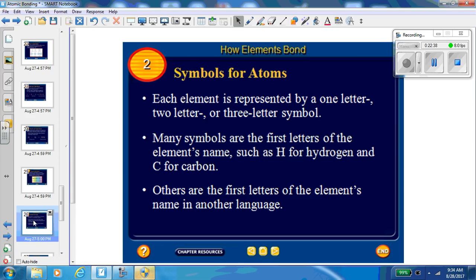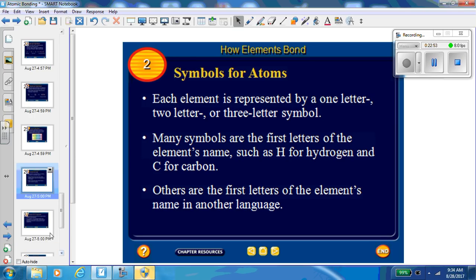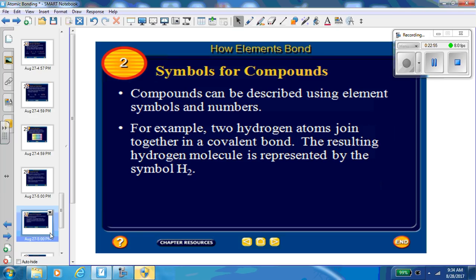Each element is represented by a 1-letter, 2-letter, or 3-letter symbol. Many symbols are the first letters of the element's name, such as H for hydrogen or C for carbon. Others are the first letters of the element's name in another language. Compounds can be described using element symbols and numbers. For example, 2 hydrogen atoms join together in a covalent bond. The resulting hydrogen molecule is represented by the symbol H2.